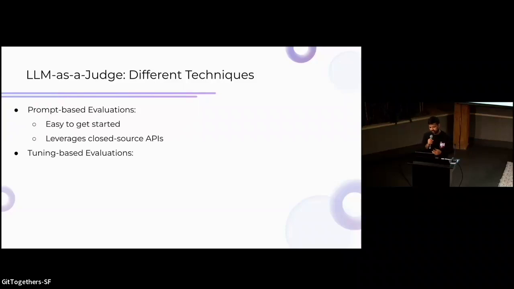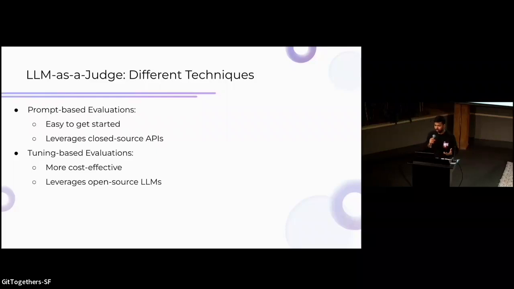And the second technique is tuning based. Here, instead of using a closed source API, you are tuning, let's say, an open source model, like Llama 3 or one of the models from Hugging Face, to act as an evaluator, fine-tuned for your use case. This is more cost effective because you have full control over the hosting. So you can manage the cost and you don't need to pay per usage. And at the same time, you're leveraging the open source, so you have more control over the quality of your evaluator and so on.